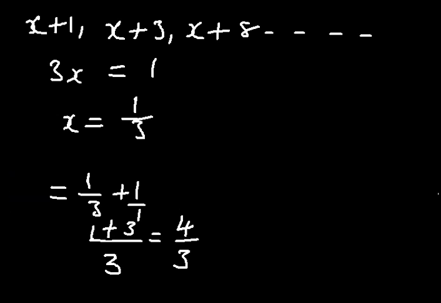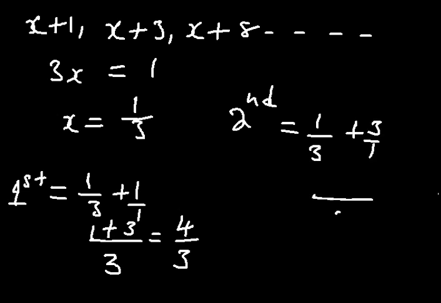Then we have this as the second term. And what will be that? We'll have it as 1 over 3 plus 3. And what is that? We have 3 and the plus there, we'll have it as 9, which is the same as 10 over 3. So that is the actual second term.